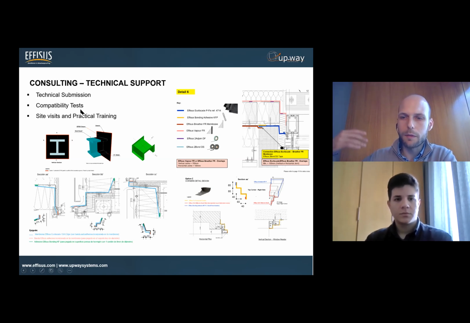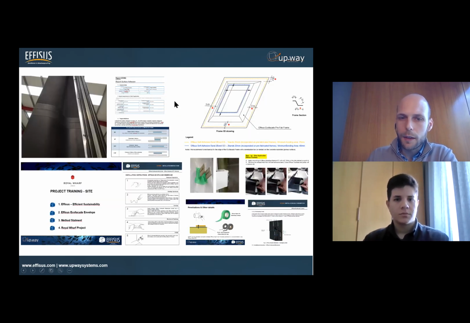compatibility tests. So we have a very specific roofing membrane, and you need to be certain about the compatibility. So you are recommending a solution, and what about the connection to the roofing membrane when it just reaches the top of the facade? So we're able to do that as well as site visits and practical training. These kind of documents, we also produce them.